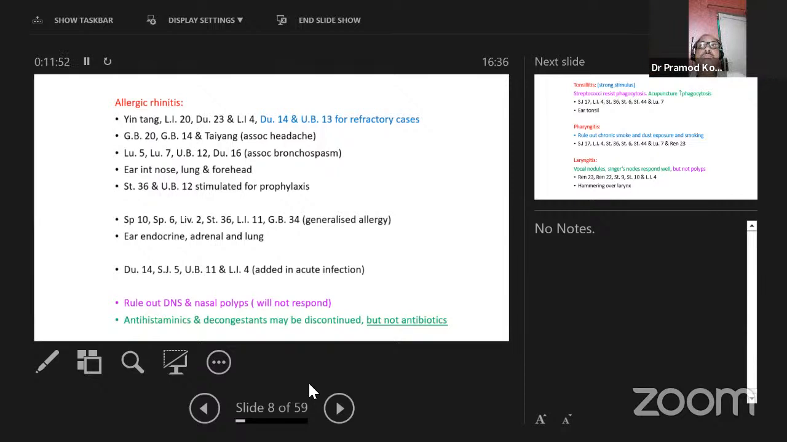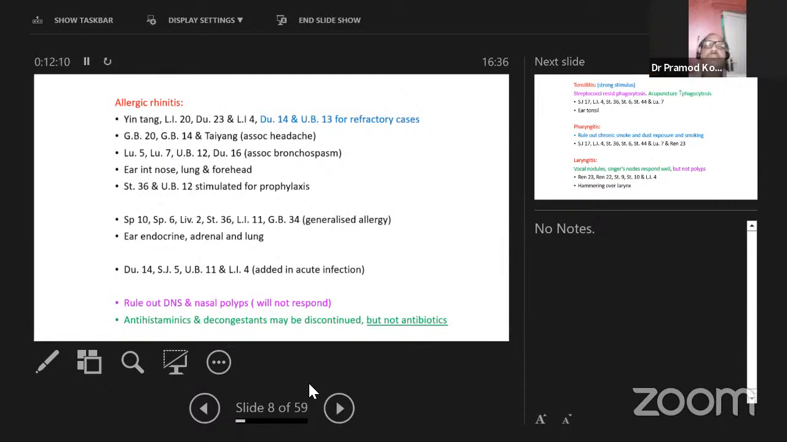Where is GB20? GB20 is just below the occipital. Needling is oblique towards the opposite eye. Okay.